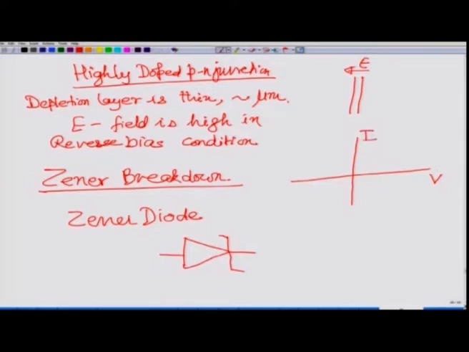If you draw this V-I graph, on the forward bias side it is like the usual PN junction, and reverse bias also it is like a usual PN junction, but then it goes to this breakdown region. This is known as Zener breakdown. So, this voltage here is the Zener breakdown voltage, and it is sharply defined. This Vz is sharply defined.